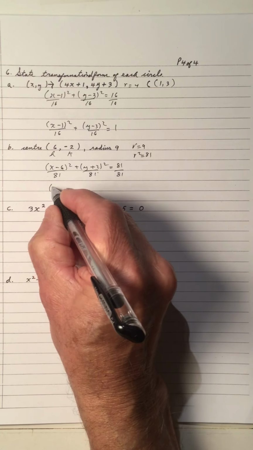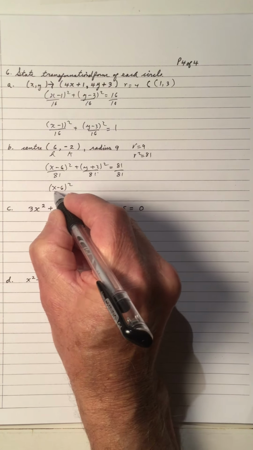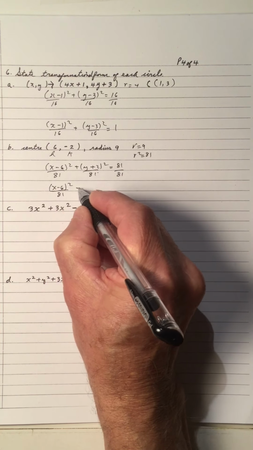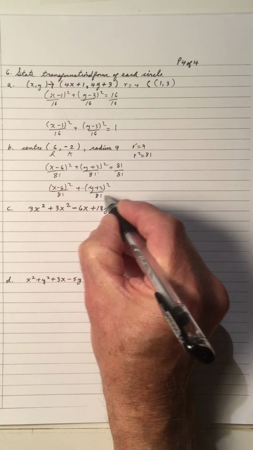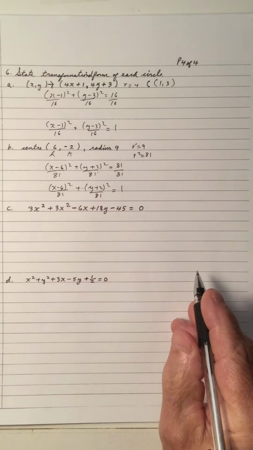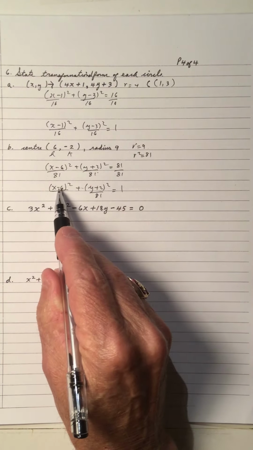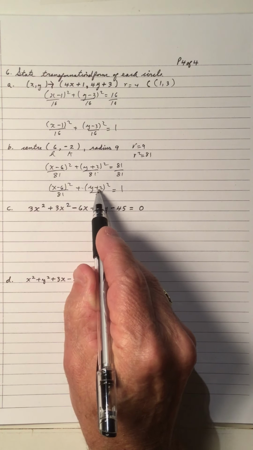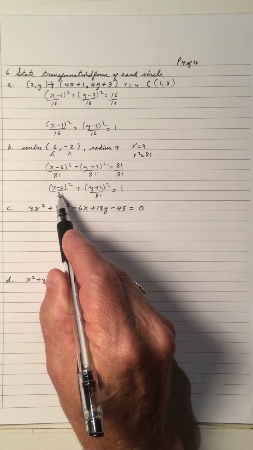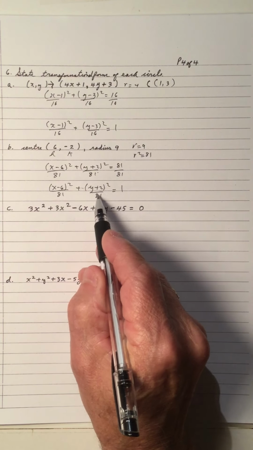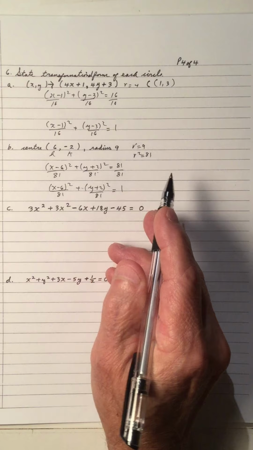The transformational form is x minus 6 over 81, y plus 2 over 81 equals 1. And again, this is a circle whose center is 6, negative 2, because it's the opposite. And the horizontal stretch is the square root of 81, 9. The vertical stretch is the square root of 81, which is 9.